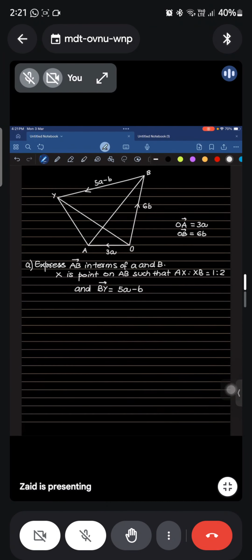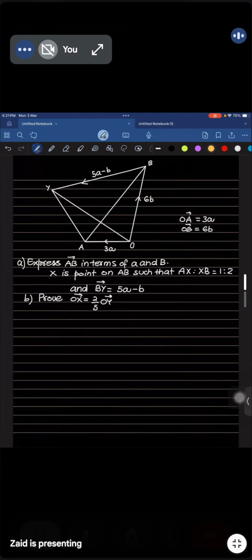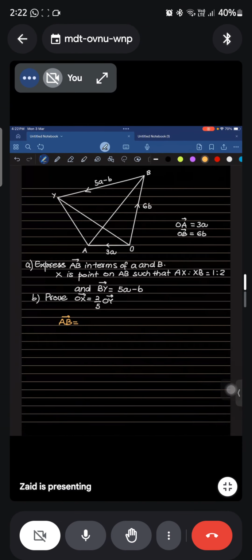This is part A, and now part B. The first thing says express AB in terms of A and B. So my dear students, we know that a few vectors have been given to us, like OA, OB, and BY or YB. So I have to make an expression for AB. I want your participation. How can we make an expression for AB? Ziad, if you know, you can let us know as well.